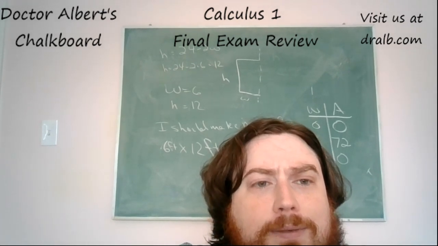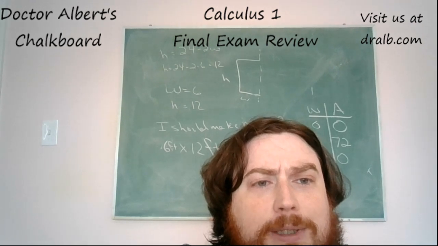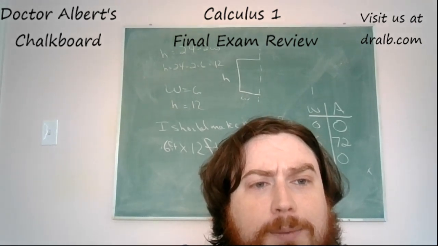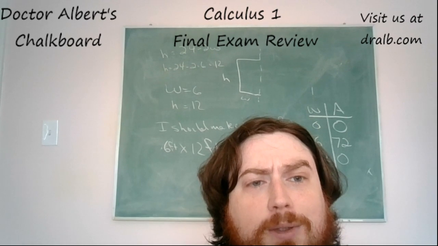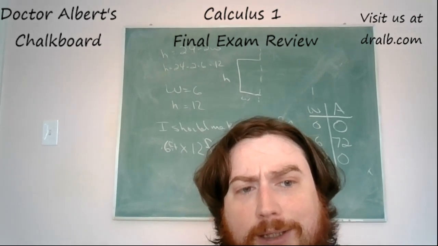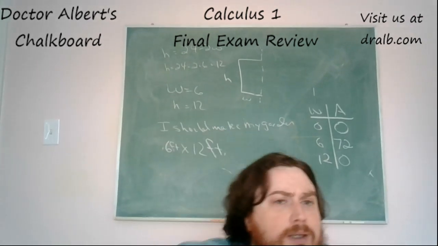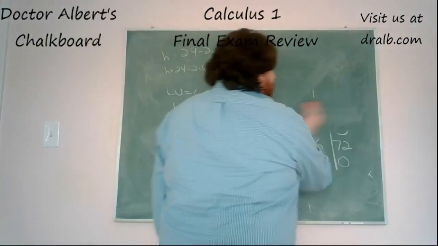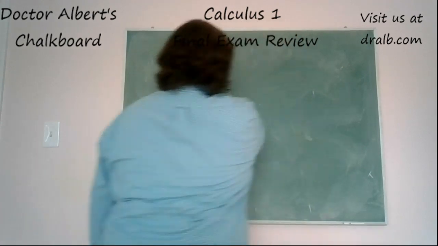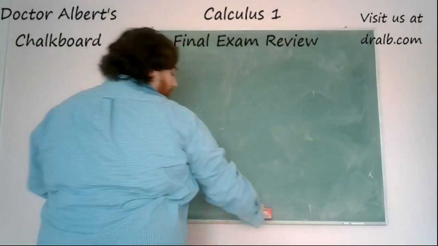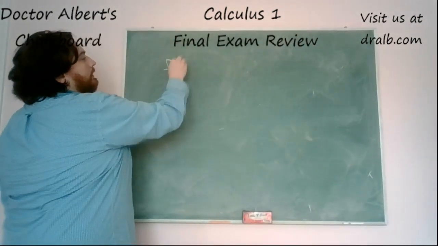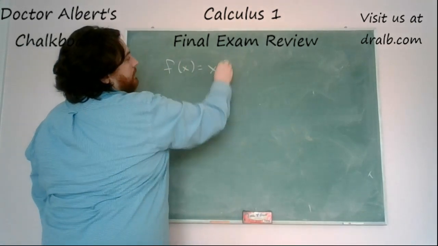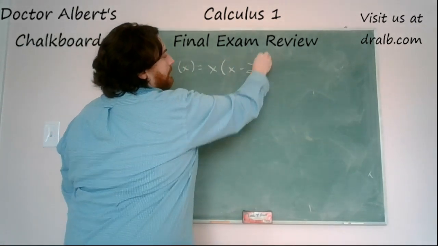Let's do number 17. We have f of x is x times (x minus 2) cubed. I want to determine the intervals of increasing, decreasing, critical points, and local extrema, and then concavity and graph the function. So let's look at f of x equals x times (x minus 2) cubed.